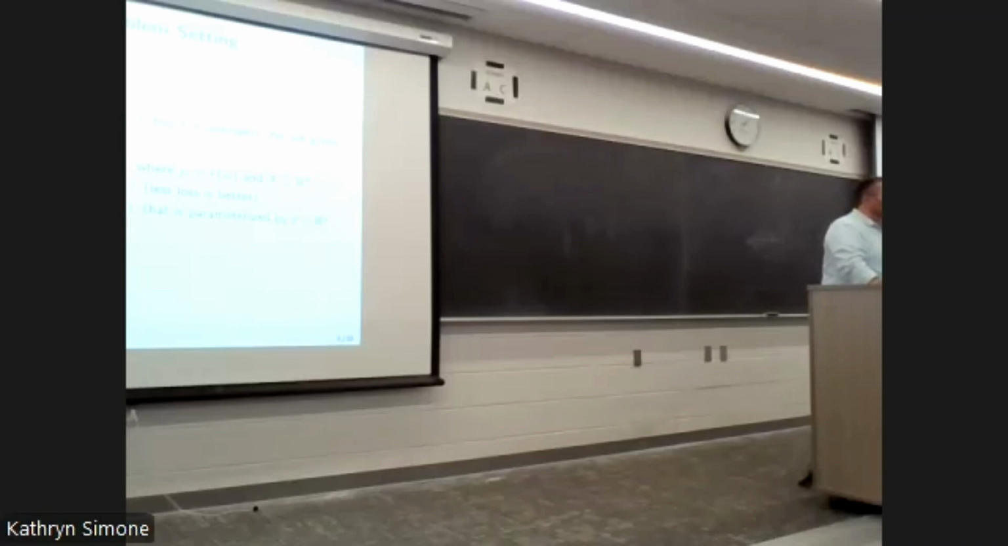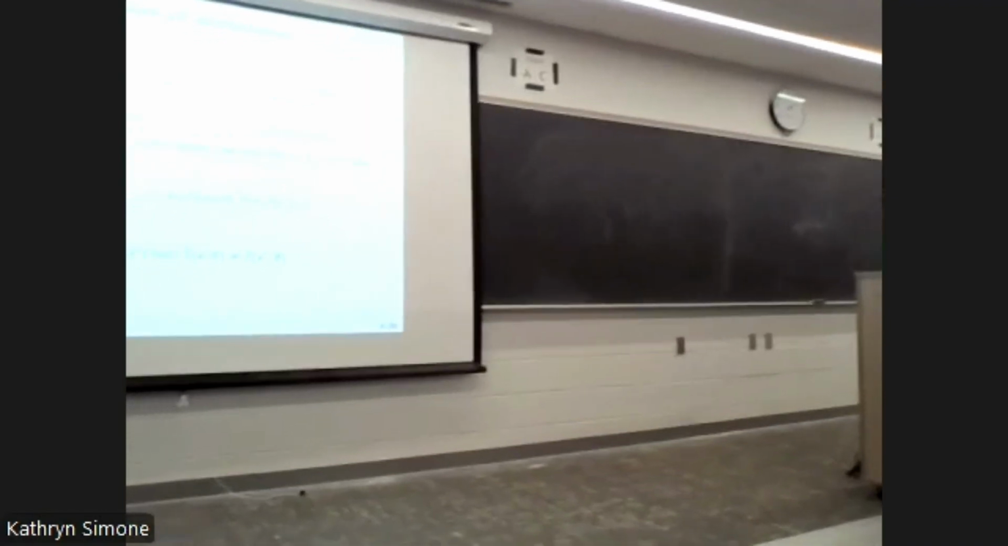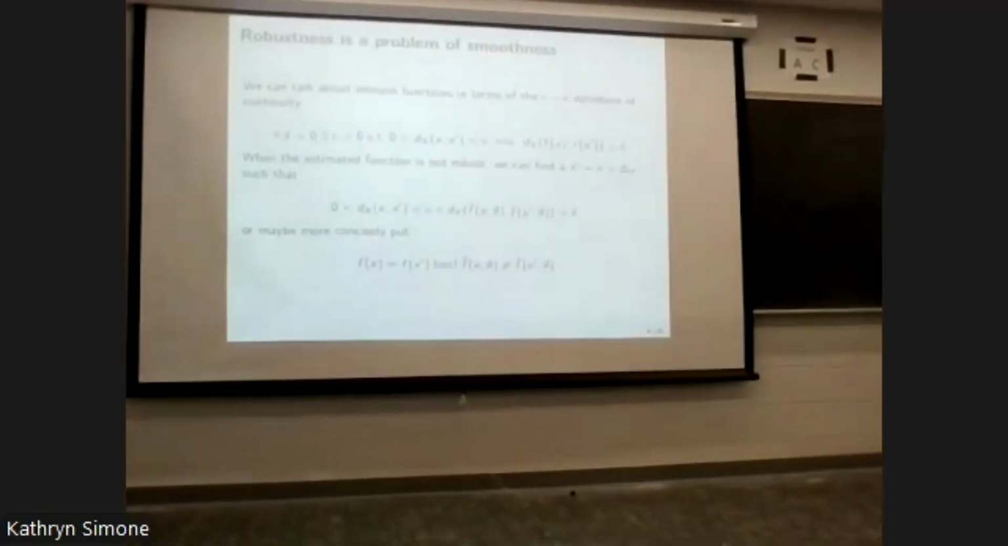And then we have some function approximator f hat of x, which is parameterized by a bunch of numbers, theta. They could be the coefficients of polynomials, they could be the weights of the neural network, any number of things. There are many ways to approximate functions, and neural networks are just one of them, and we can still treat them as function approximators. So the problem of robustness really is a problem of smoothness.